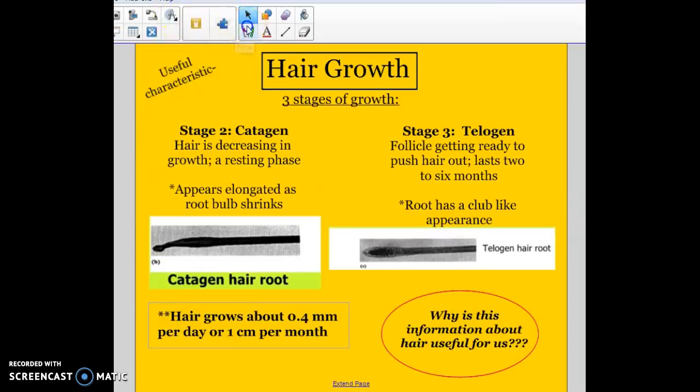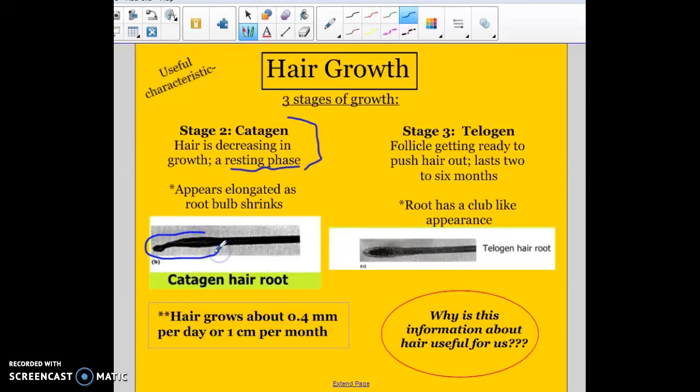Stage 2 is the catagen stage. That's where the hair is decreasing in growth. This is what we call a resting stage. It's not really falling out yet, and it's not really growing anymore. The root appears to elongate, so instead of being bulb shaped, it starts to stretch out a little bit.